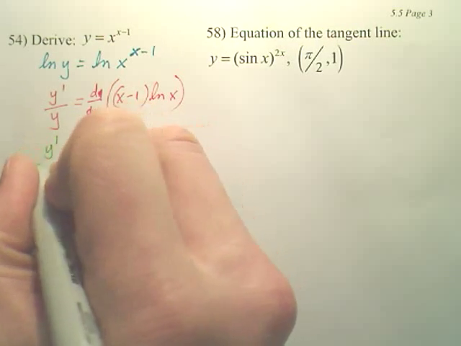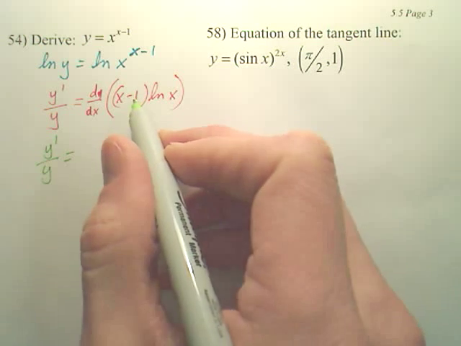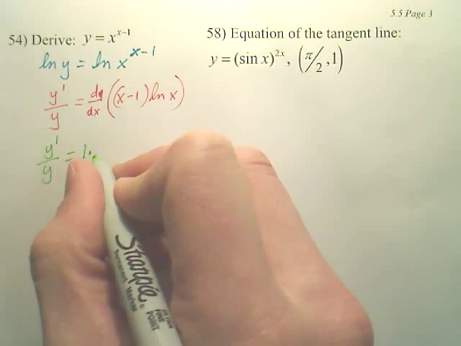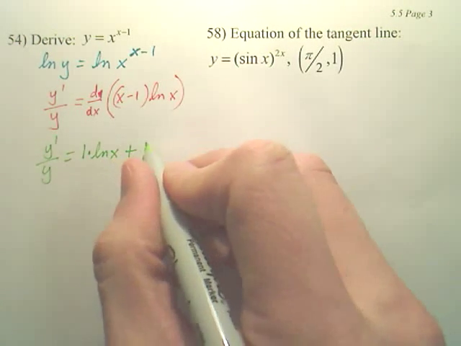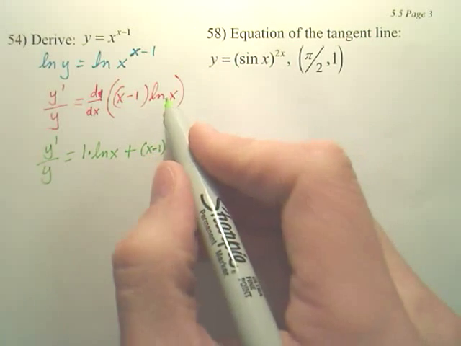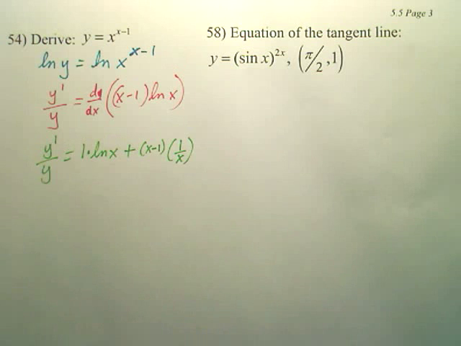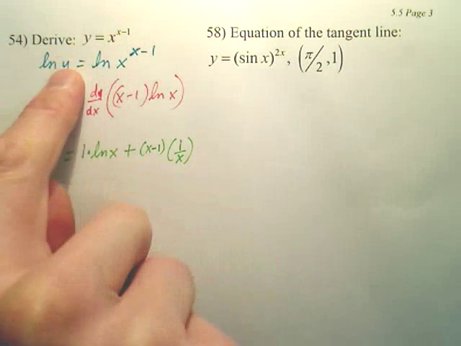So this is going to be y prime over y. This one is going to be a product rule. So the derivative of x minus 1 is 1 times ln x plus, leave the x minus 1, and the derivative of ln x is 1 over x. Okay, so again, we derived both sides, but this one we had to move in front first.